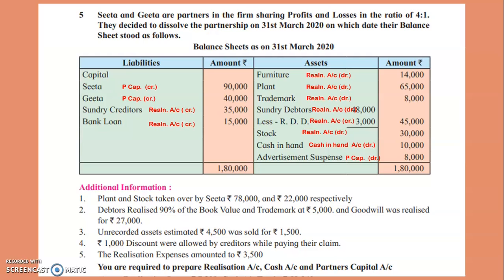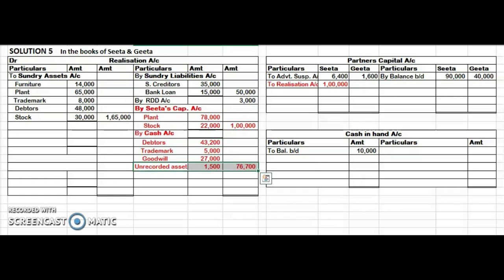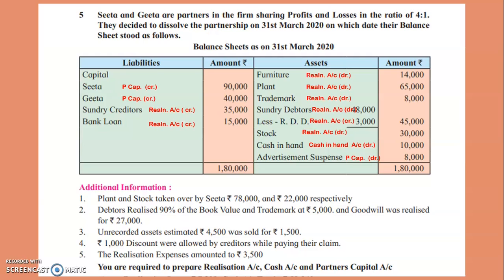Third adjustment, unrecorded assets estimated rupees 4,500 was sold for rupees 1,500. There are some assets which are not shown in our balance sheet. These assets were worth 4,500 and we have realized 1,500 for this. Unrecorded assets realized 1,500. So the total assets realized are 76,700. Now this will be shown on the debit side of cash account. 76,700 assets realized.